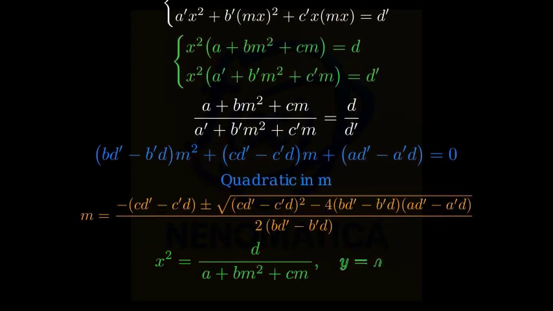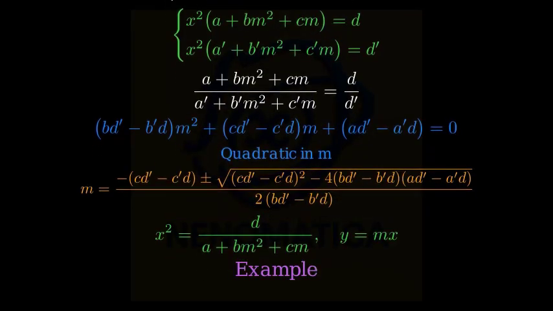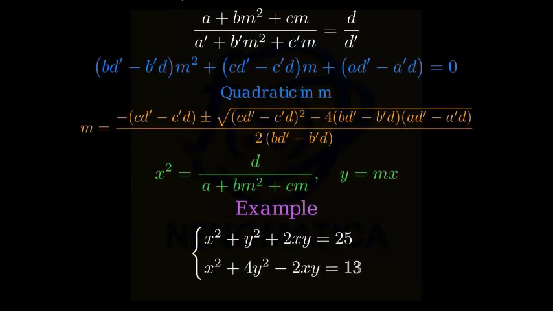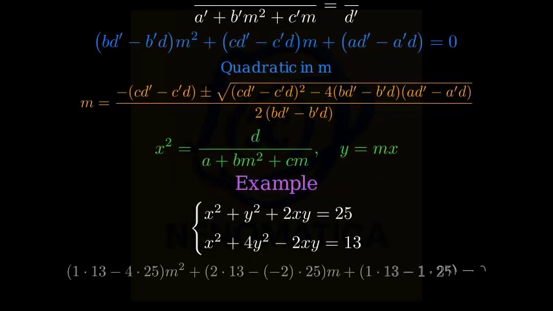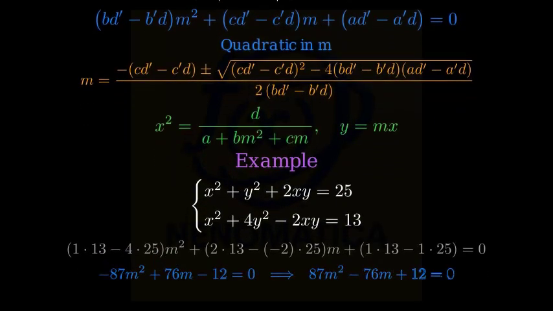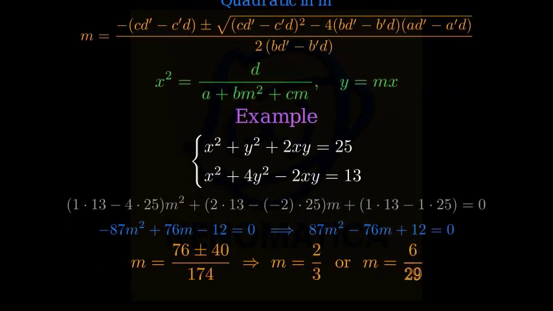Let's solidify with an example. Solve the system: x squared plus y squared plus 2xy equals 25, and x squared plus 4y squared minus 2xy equals 13. Build the quadratic in m using the coefficient recipe. The discriminant is 1600, giving m equals 2/3, or m equals 6 over 29.